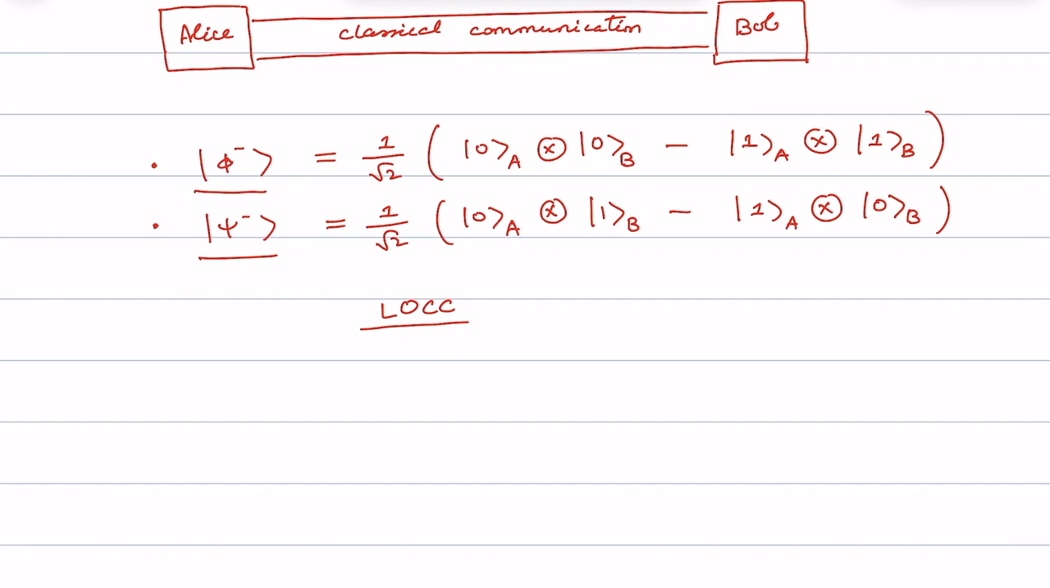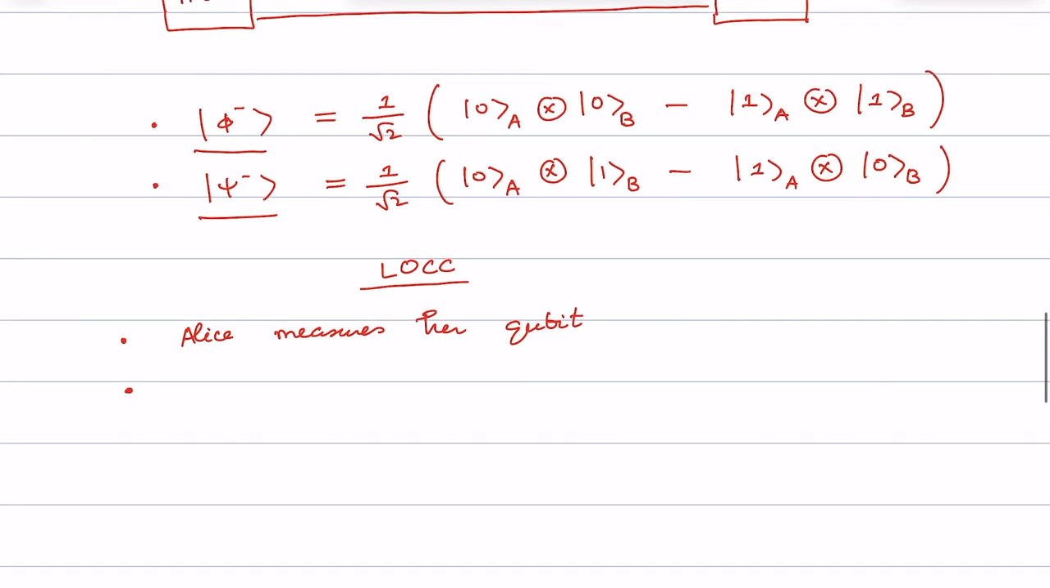To do so, Alice has to measure her qubit. In LOCC, as you know, LO means local quantum operations, and Alice does her own local quantum operation. So here the quantum operation she does is that Alice measures her qubit, and after getting the outcome, she sends her measurement outcome to Bob by the classical channel.